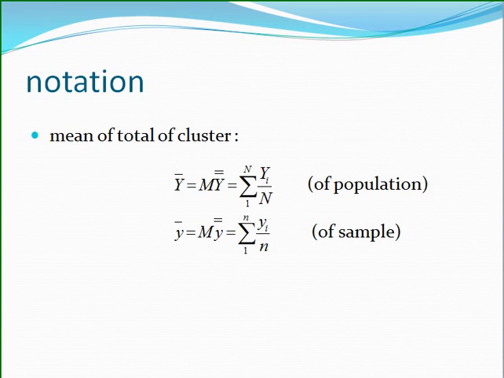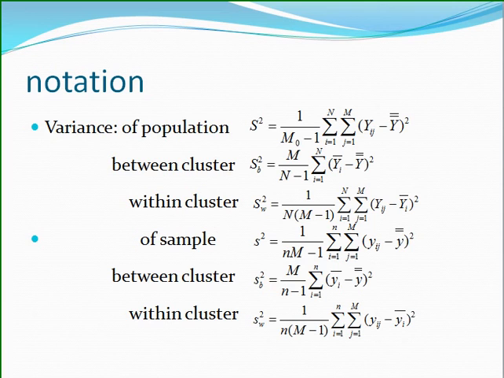Sometimes the total value has its own use in the analysis. So the mean of this total value is y bar, which is equal to M times y double bar, and also equal to the mean of the total value of each cluster.